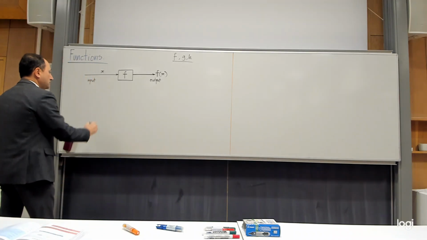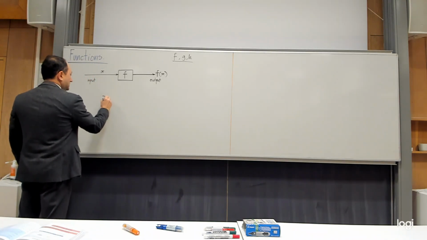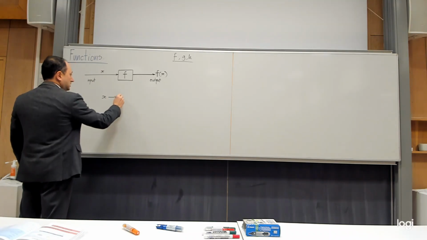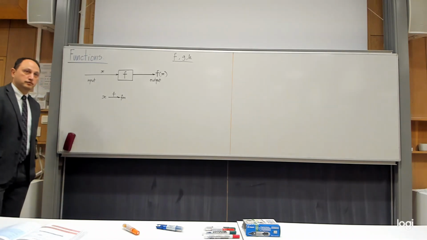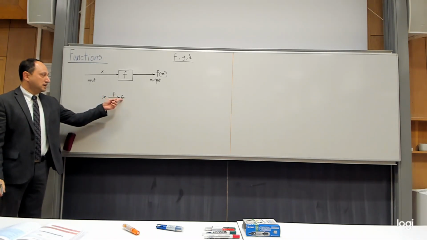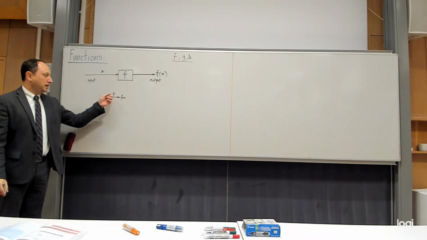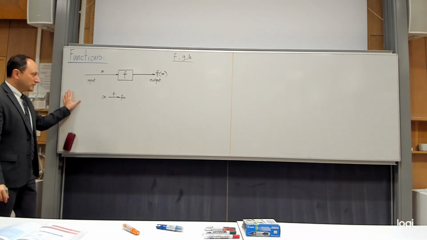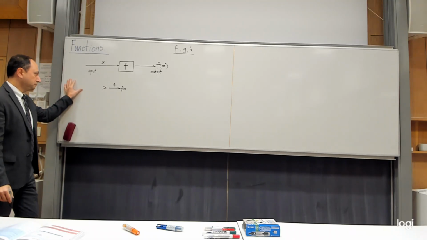Yes. Sometimes mathematicians write it simpler. They just write X goes to F of X, and on top of the arrow they put F. So it means that X is sent to F of X when F applies on it. Let me give you some simple example, okay?